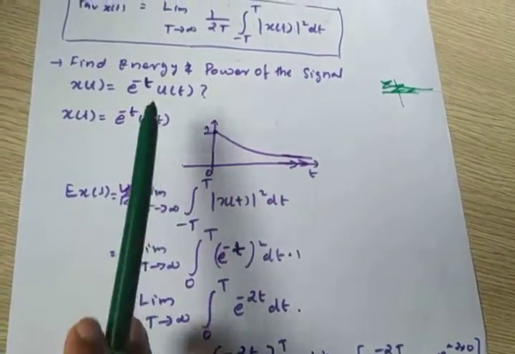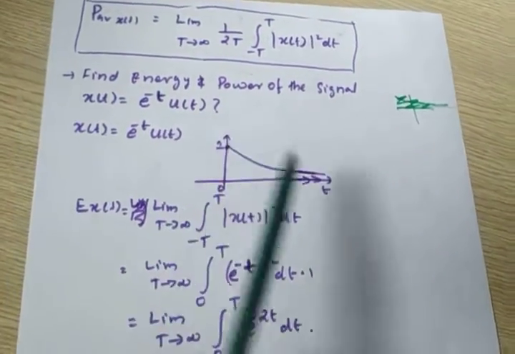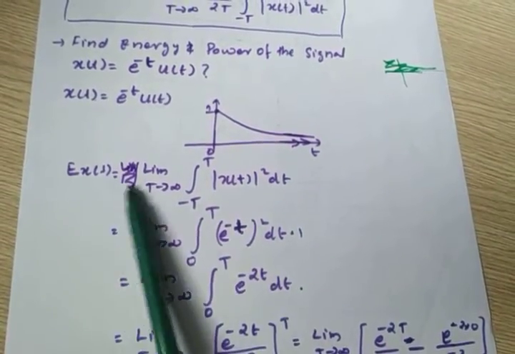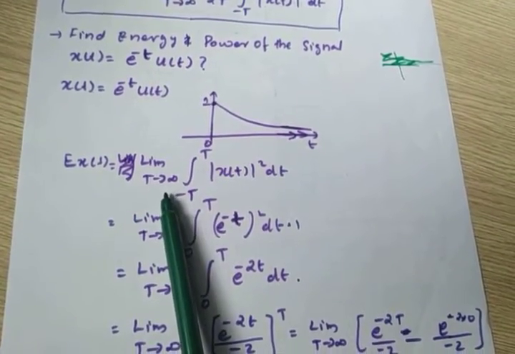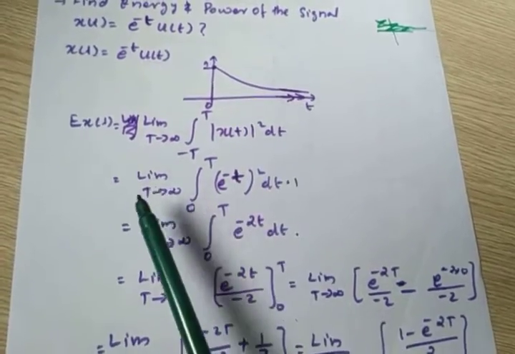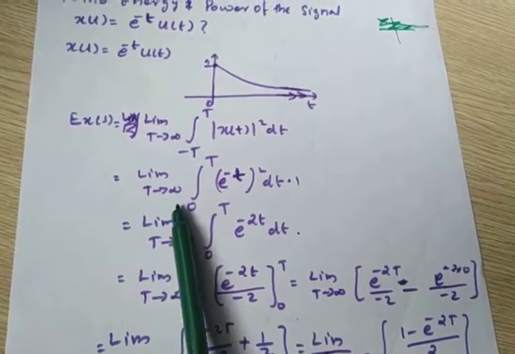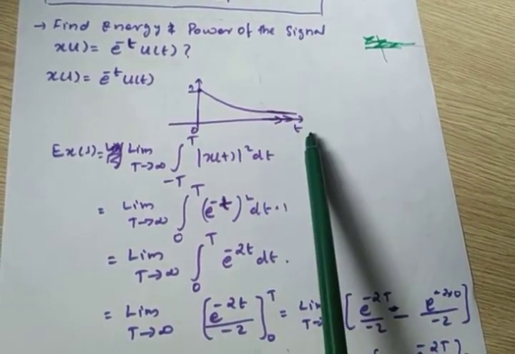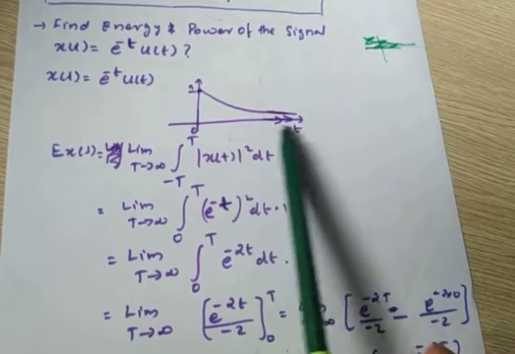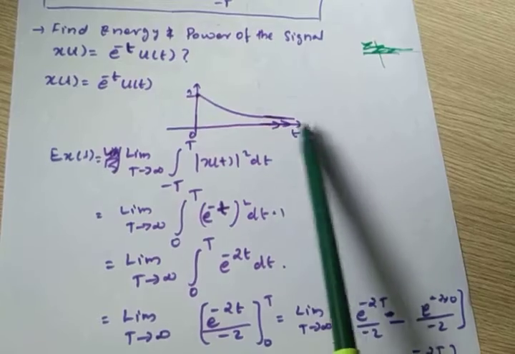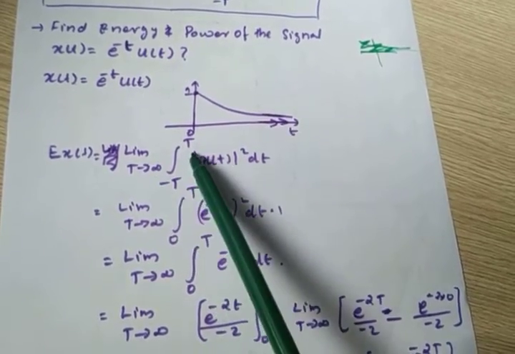You are asked to find the energy and the power of the signal. How to find the energy and power? You know the energy of the signal Ex of t is equal to limit T tends to infinity, integral from minus T to T of mod x of t the whole square dt. Here the range is from 0 to infinity, so you can take it as T. For example, I am taking this point as T. I can integrate from 0 to T.